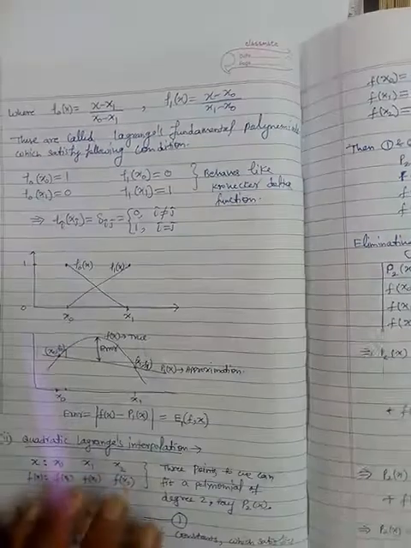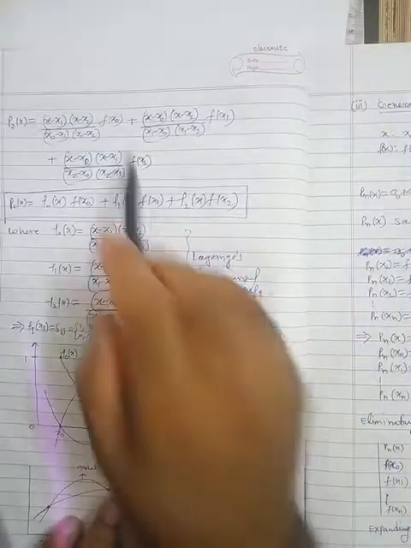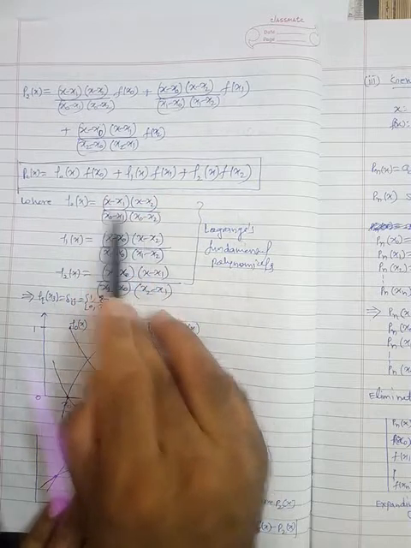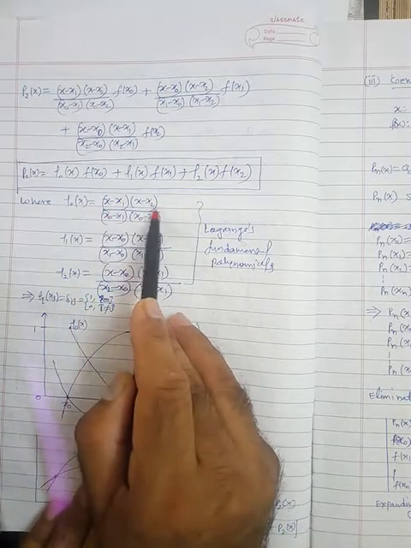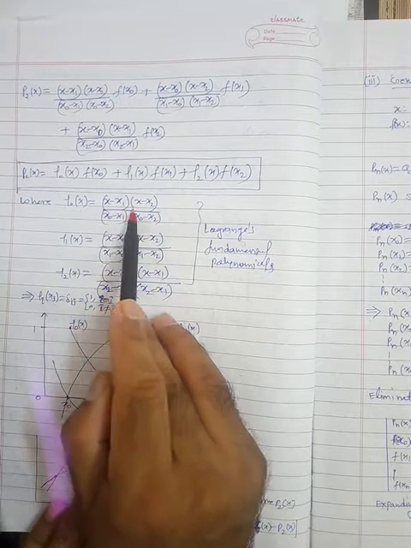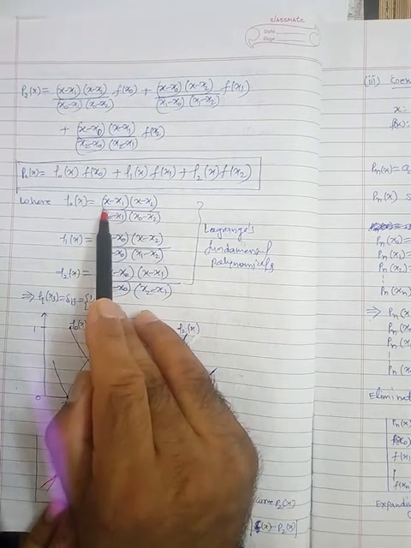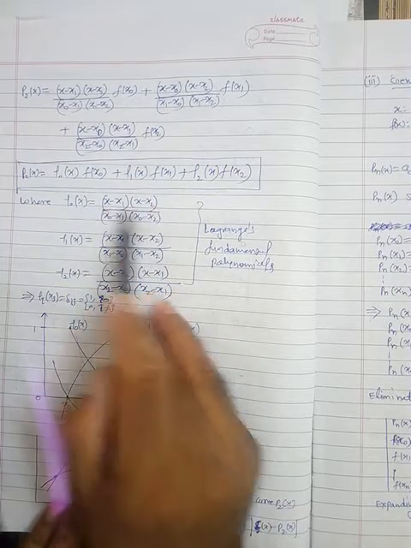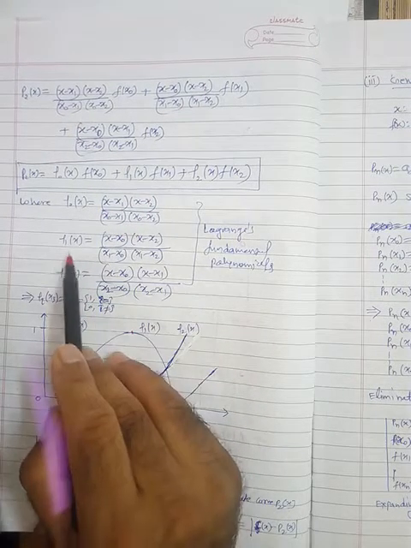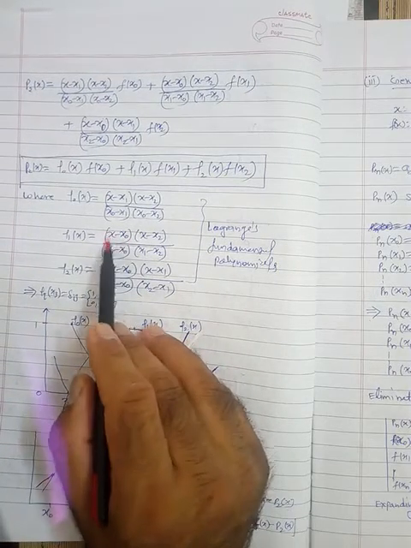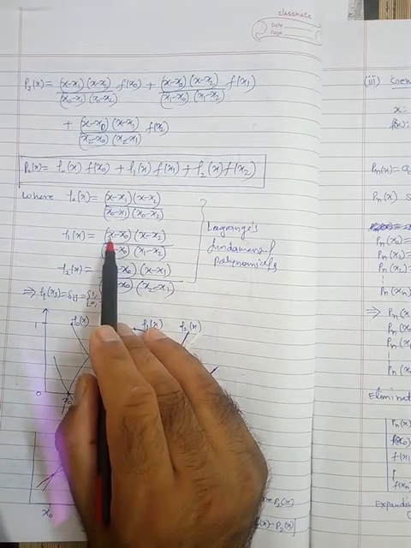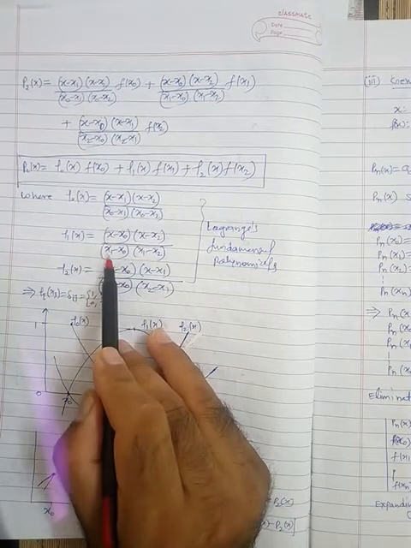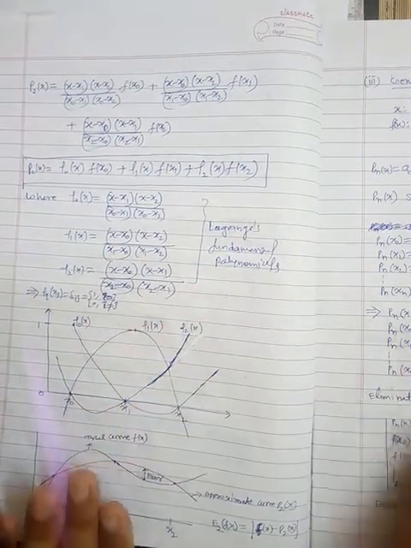Similarly in the quadratic case, here we have L0(x), and you can see in the numerator there is no factor of the type x minus x0. We have x minus x1, x minus x2, and then divide by the term you get by replacing x by x0 here. Similarly here there is no term of x minus x1, we have only x minus x0, x minus x2, and replace x by x1 here. So this is very easy to understand.